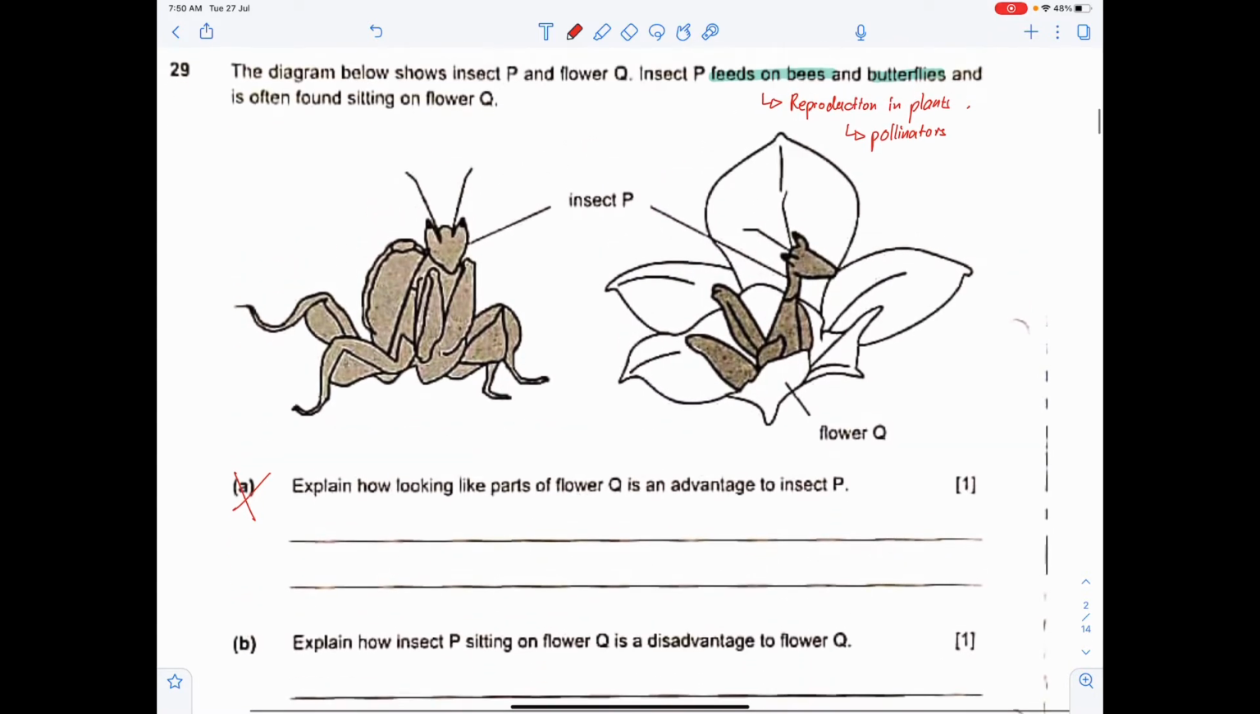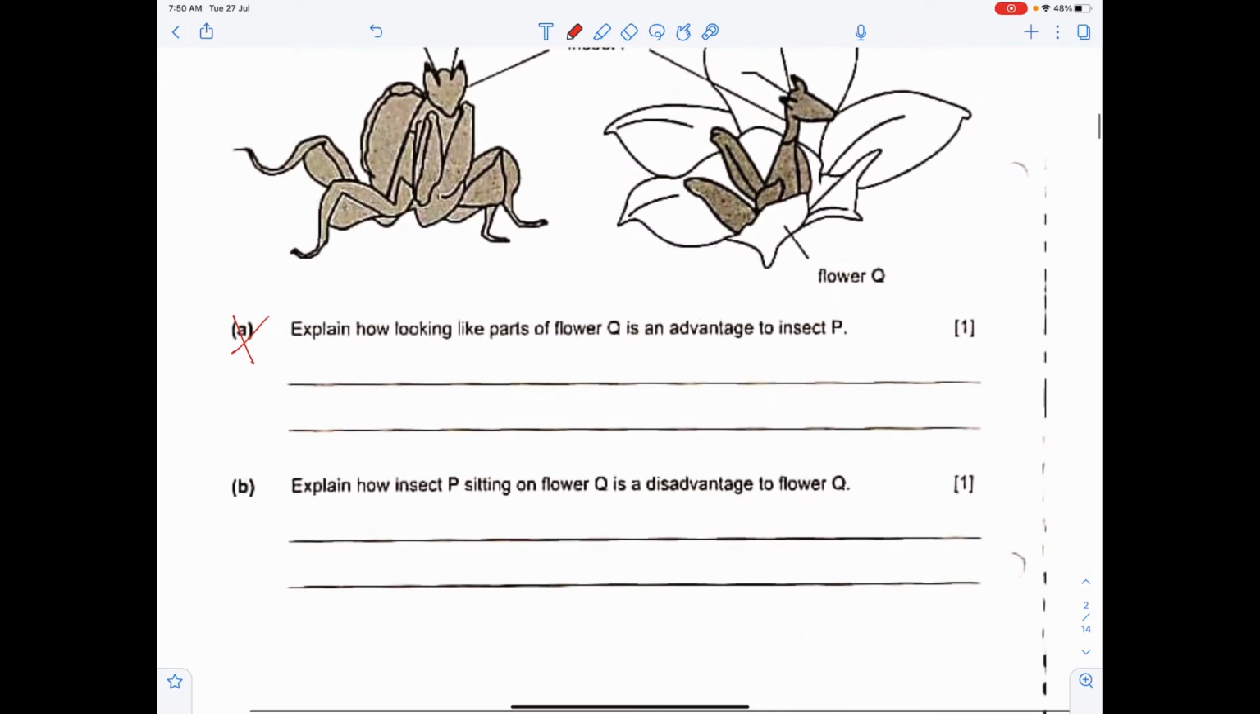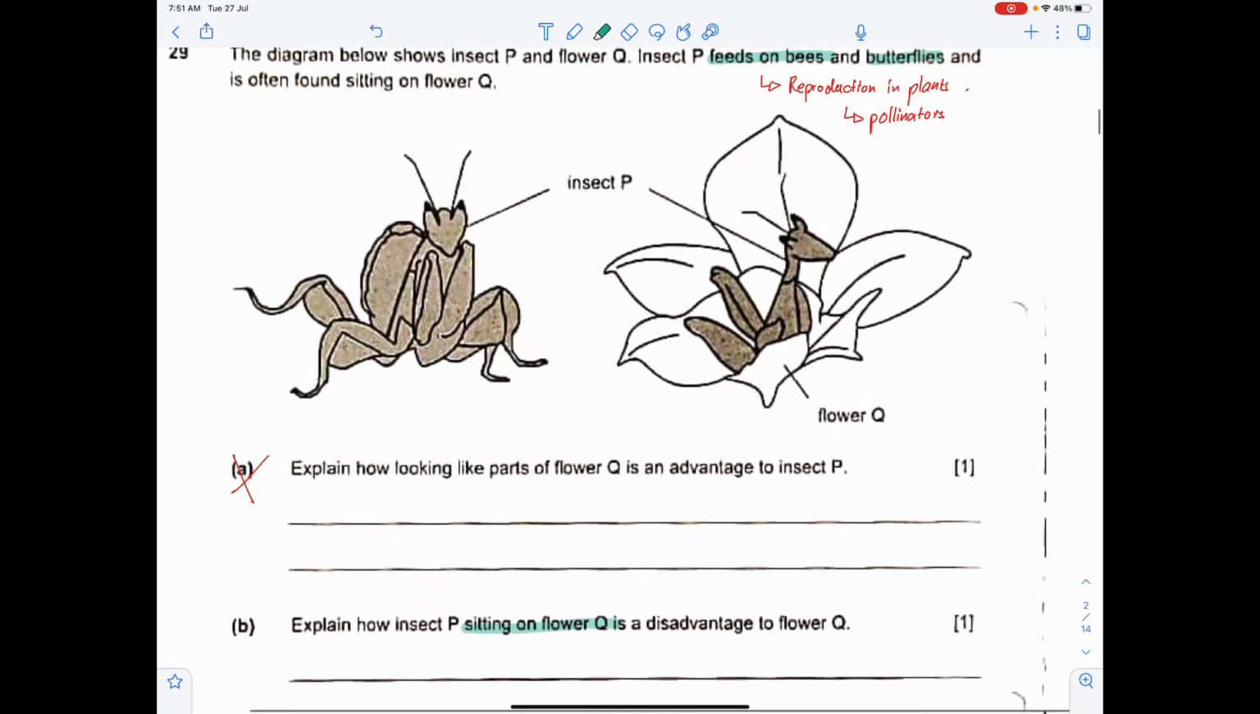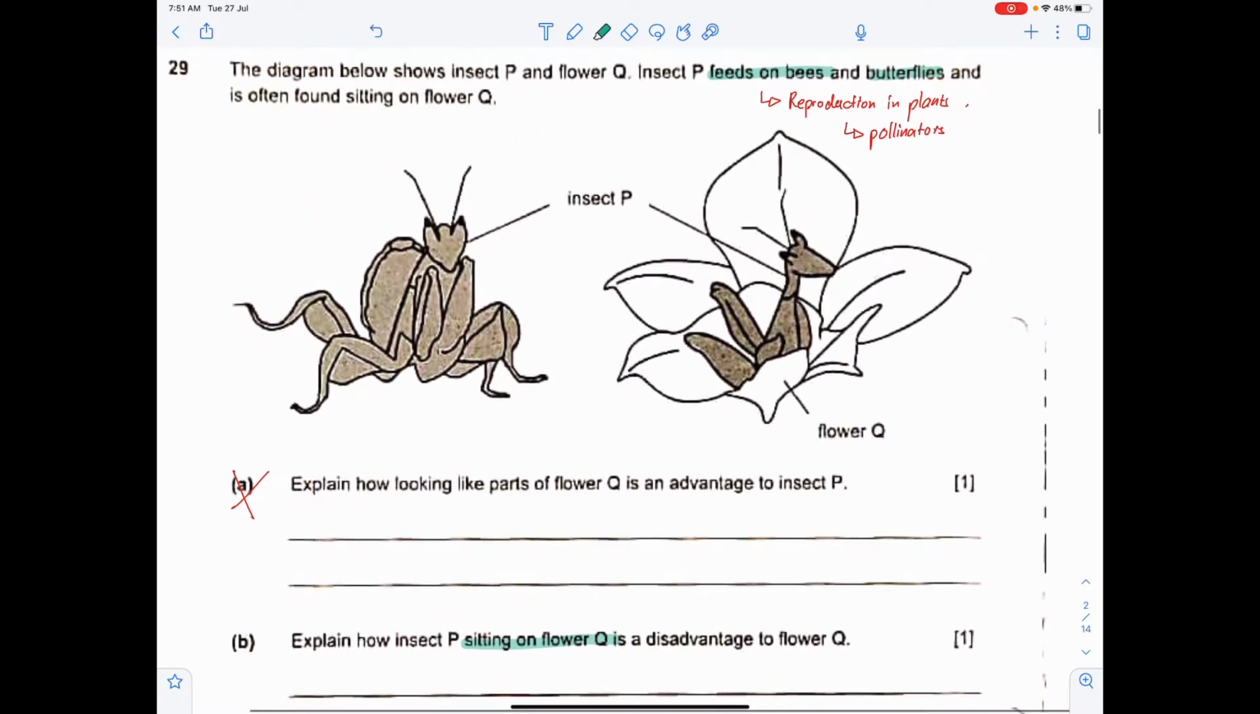So then we jump back into the question. Now explain how insect P sitting on the flower Q is a disadvantage to flower Q. So remember, this topic is on repro. So when you're given a diagram, take a look at the diagram. Now, there are two ways of answering this. The first way, which is the more obvious one, has got to do with interactions, living together, whereby you need to actually talk about how your insect feeds on the pollinators.